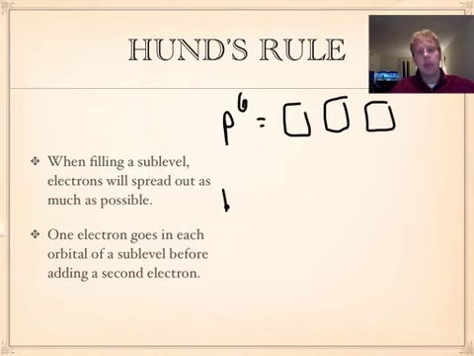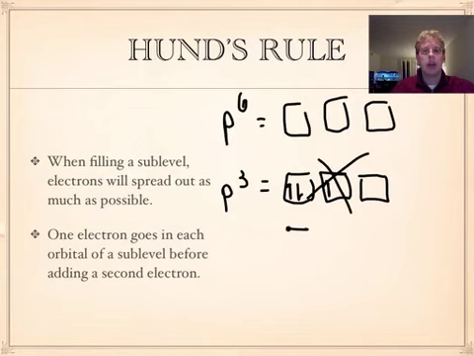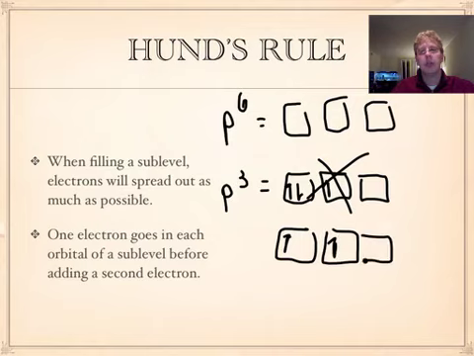If I only have a p sublevel that has 3, I'm not going to write it so I have 2 electrons in one orbital, one electron in another orbital, and then none in the last one. This way is wrong. Instead, I'm going to spread it out. And so 1 electron would go into each of those orbitals.